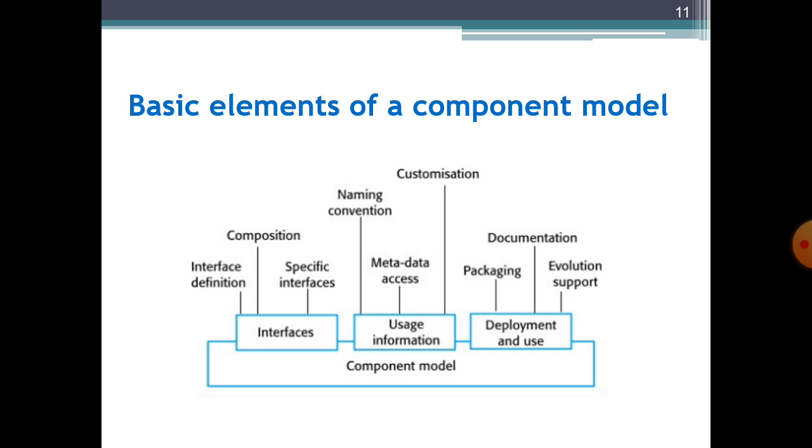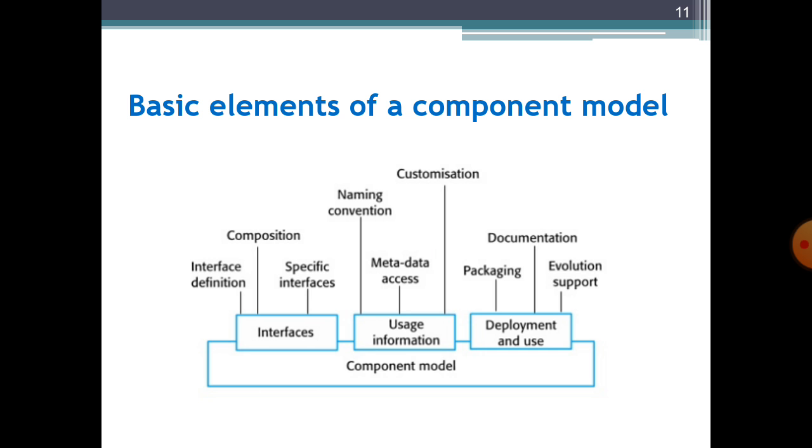The next element of this component model is usage information. In order for components to be distributed and accessed remotely, they must have a unique name or handle associated with them. So this has to be globally unique. So this is the usage information element, which contains some metadata access as well, some naming conventions which should be globally unique, and different customizations as well.